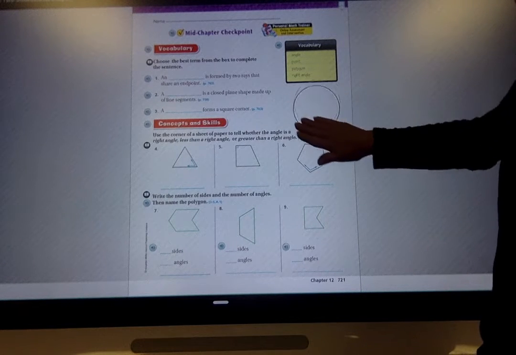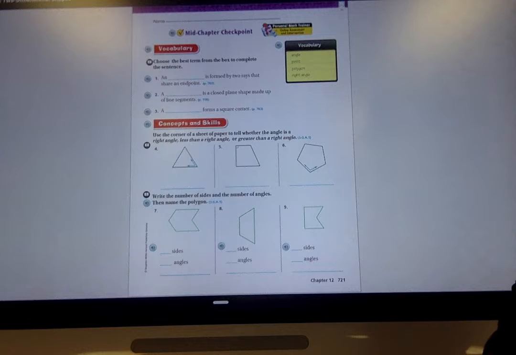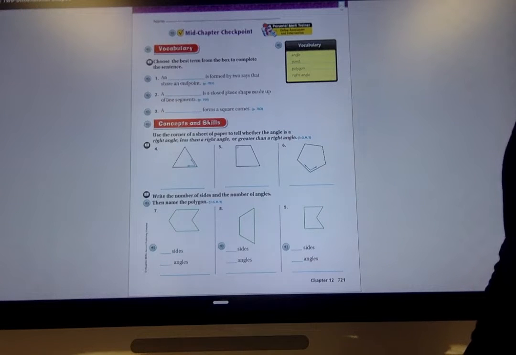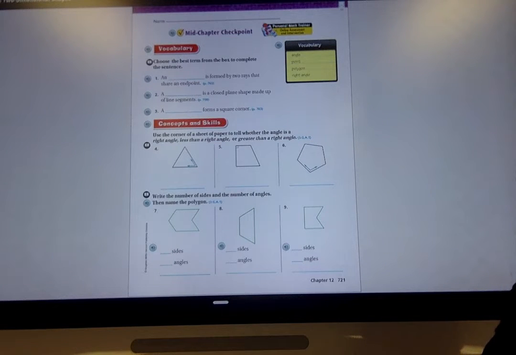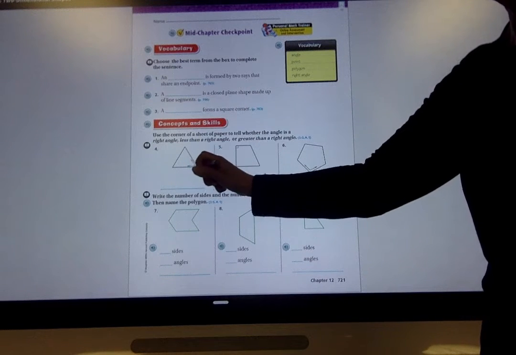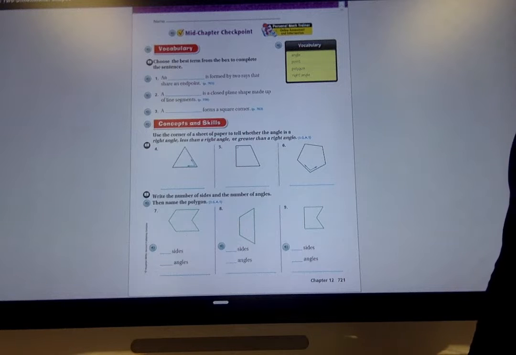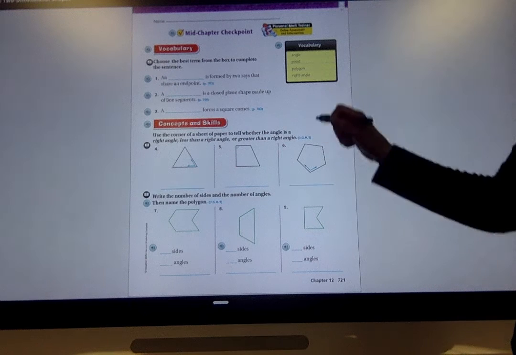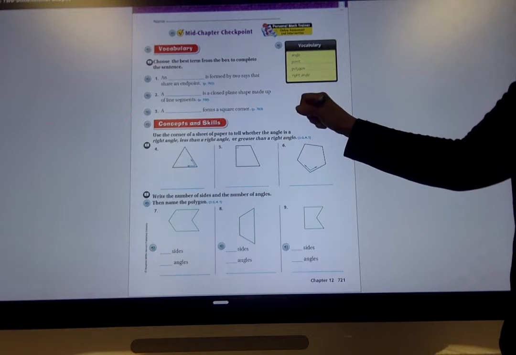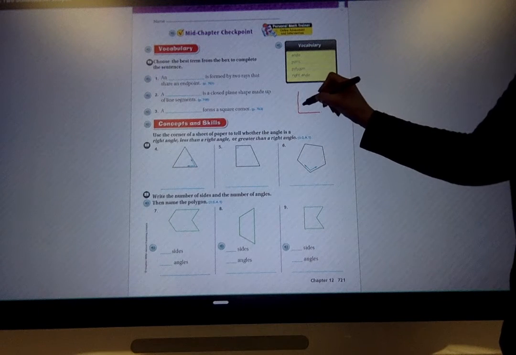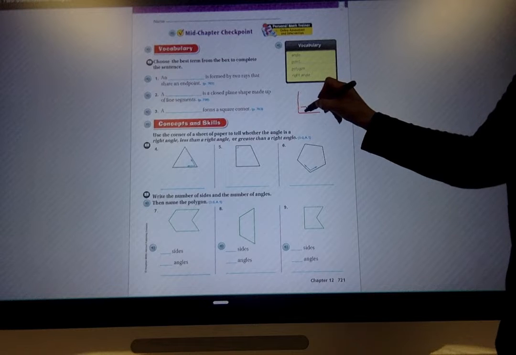Okay, let's take a look at the next directions. Use the corner of a sheet of paper to tell whether the angle is a right angle, less than a right angle, or greater than a right angle. Now, this is the angle we're talking about, where the blue writing is. We know that the right angle has a symbol of its own that looks like this.